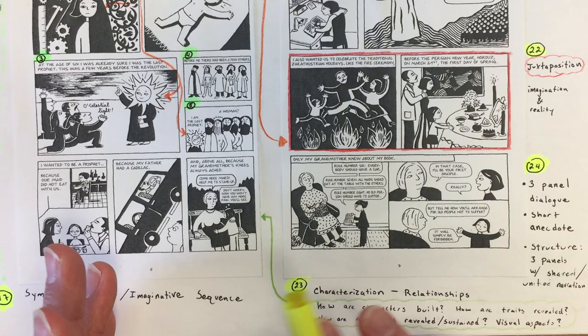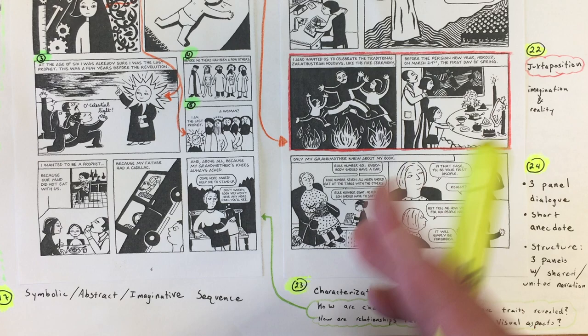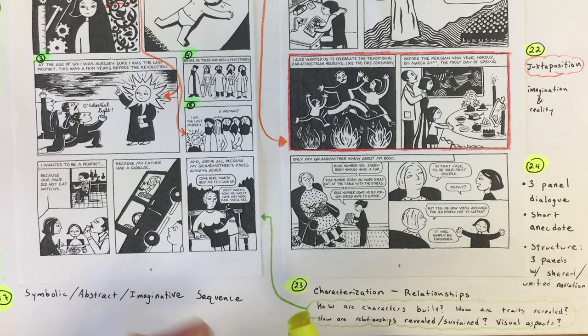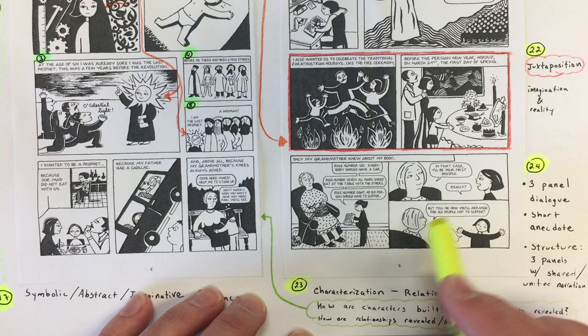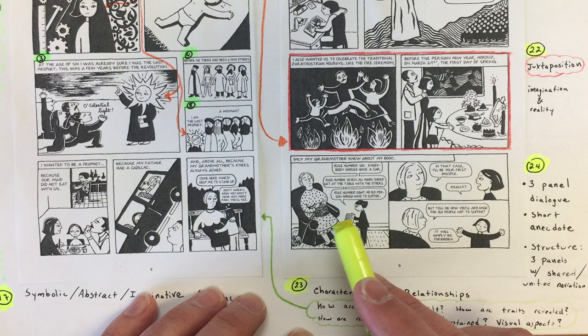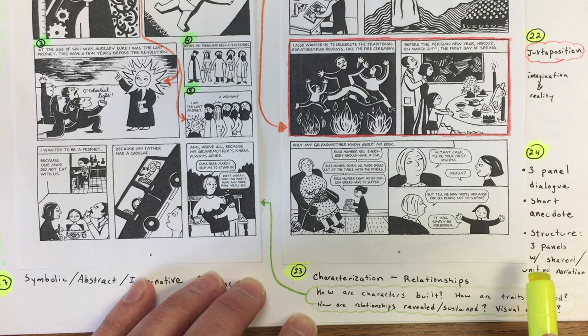So, as she moves through the novel, the memoir, at different times she's depicting events symbolically. Sometimes she's moving quickly so that you understand an atmosphere or environment or things that were happening. And then sometimes we get to, this is a moment. A lot of times we'll call that an anecdote. So you could call this a sequence of images, three images that depict a short anecdote and the relationship between Marjane and her grandmother. So the structure is that we have three panels with a shared or unified narration.